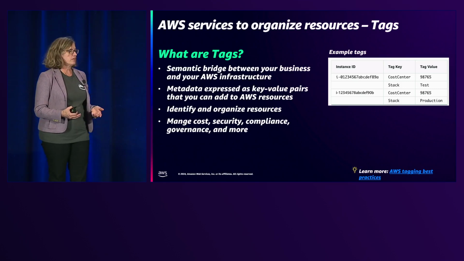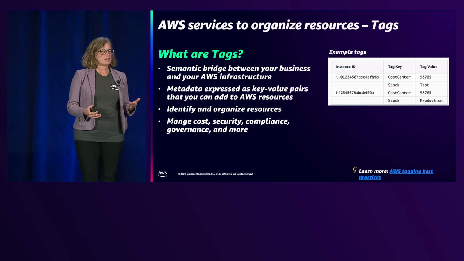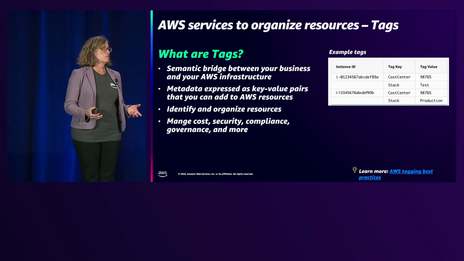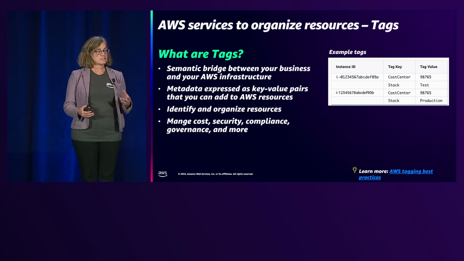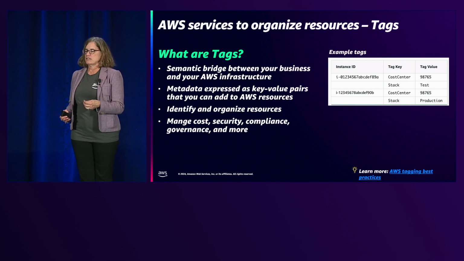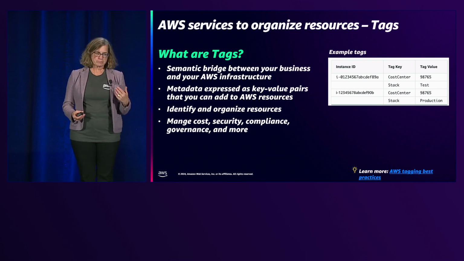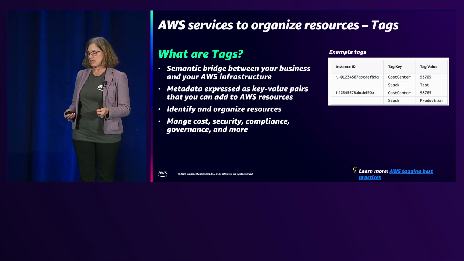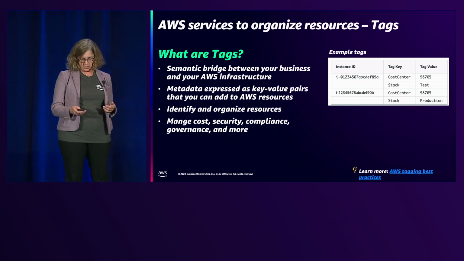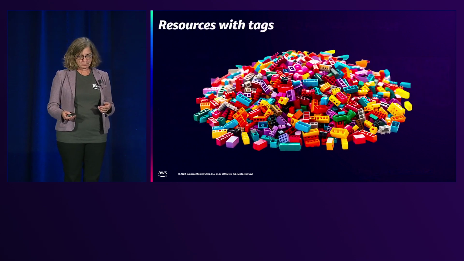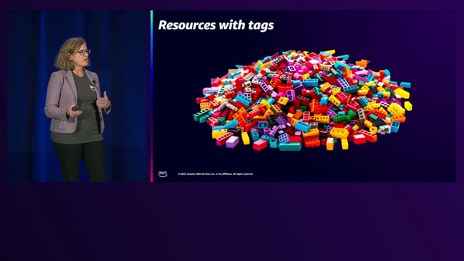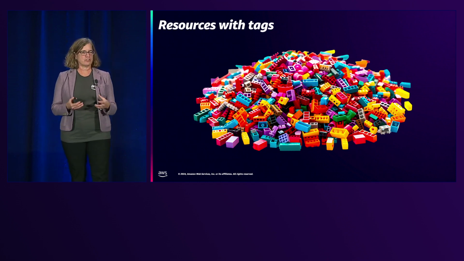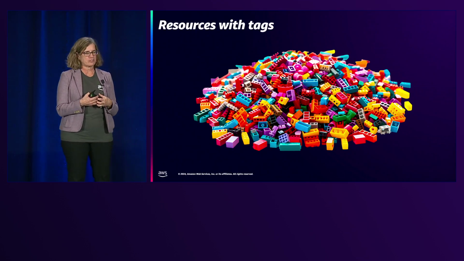Also for data classification, is this resource handling public, private, confidential data? And then also to represent regulatory requirements. Is this resource involved in, say, a regulatory workload? Are there financial services regulations or PHI regulations? So really a lot of different opportunities to use tagging. And so after you tag your resources, now you start to see some differentiation. You start to create different collections.